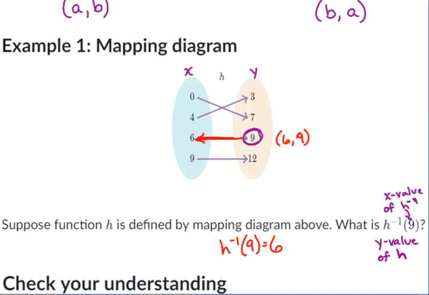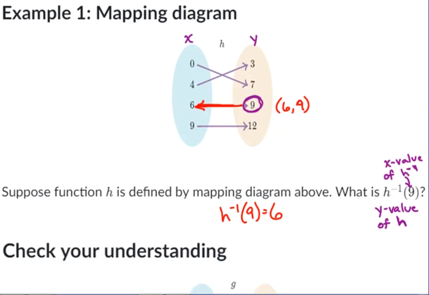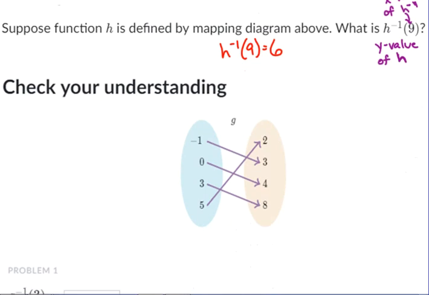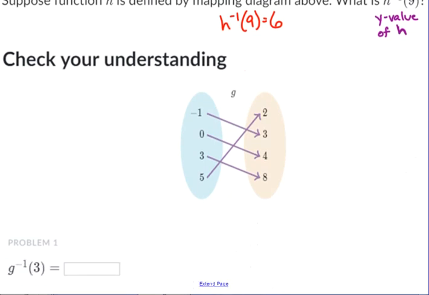Do I need to clarify anything there? Makes sense. Okay, so let's check your understanding. There's a different mapping. Independently, what is g inverse of 3? Okay, g inverse of 3 would be, yes, -1. It's the x value of the inverse, so you're looking for where it is a y value on the original. Go backwards, it would be -1.